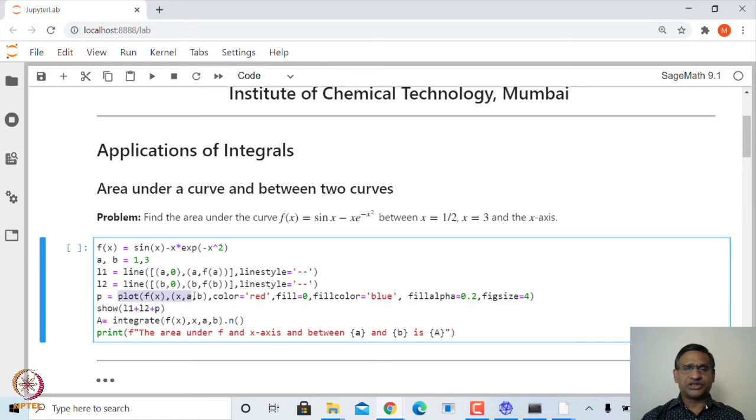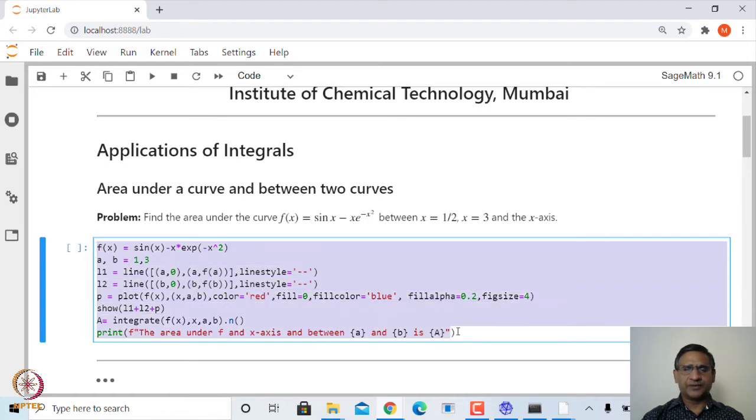Inside this plot function itself there is something called fill. Fill 0 will give you filling between the graph of the function and the x axis, and you can define what is the color of that fill, and you can also define the opacity of that fill. So, that is what is demonstrated in this Sage code.